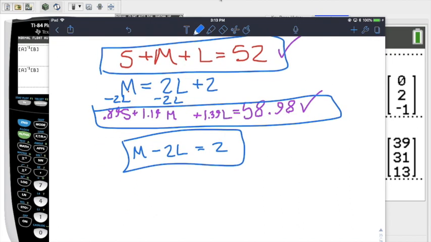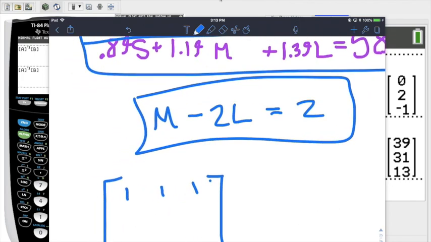Okay, and then let's get our matrix based off of that. I'll go red equation first, since it's at the top. So that'd be 1, 1, and 1. Your purple equation here, dealing with the money: 0.89, 1.19, and then 1.39. And then since we don't have any smalls for the blue equation, we're going to put 0. So we'll go 0, 1, and then negative 2.